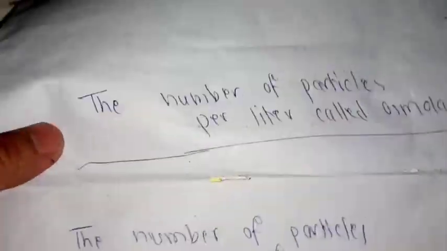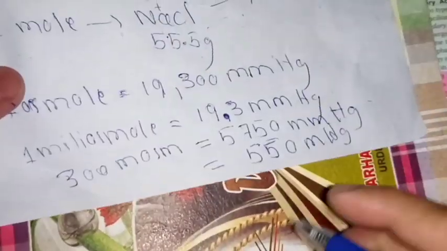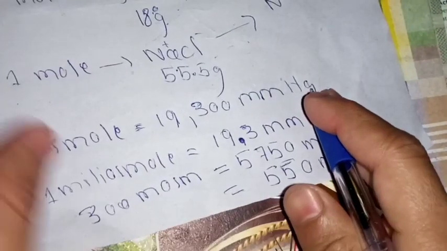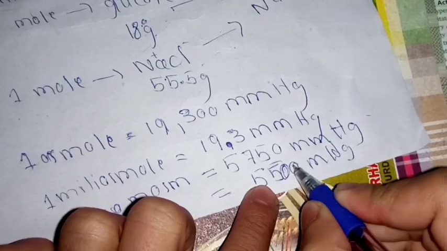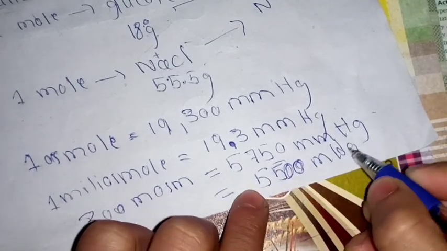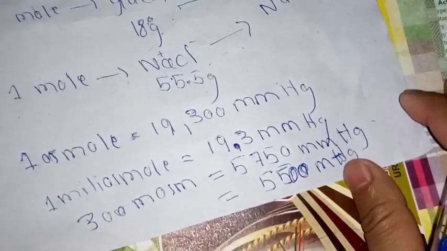So this was all about osmolarity and osmolality. You should add one more zero. This is 5,500 millimeter of mercury, the average pressure of our extracellular fluid.